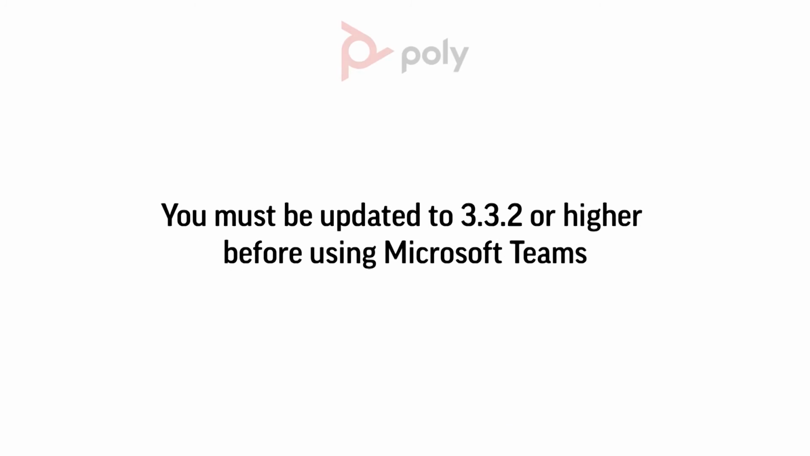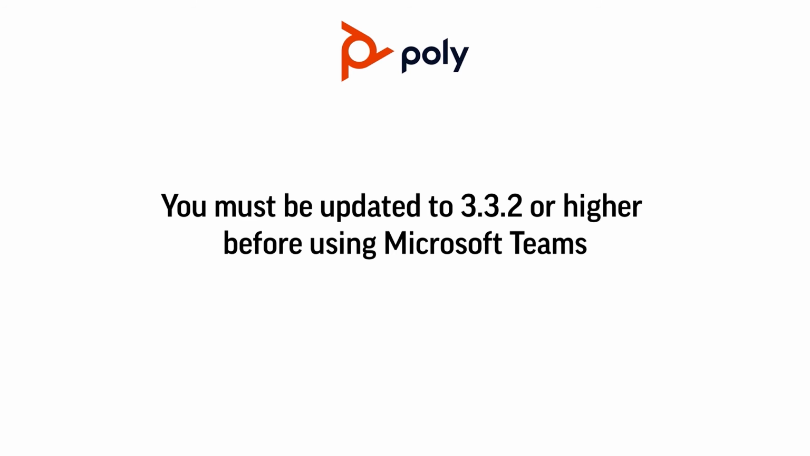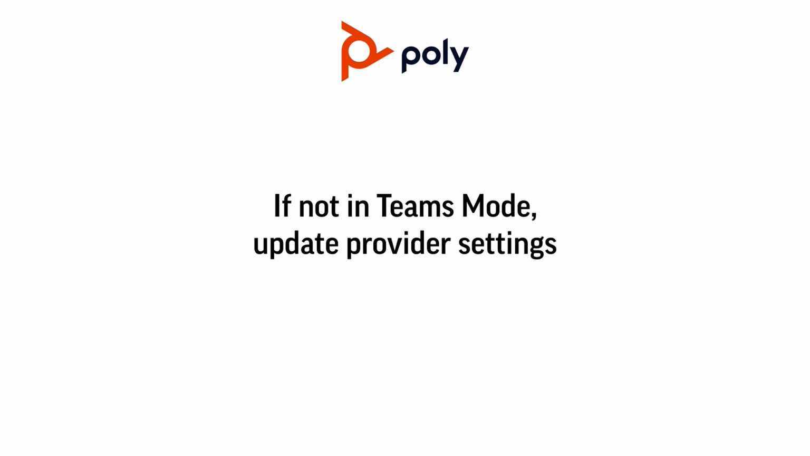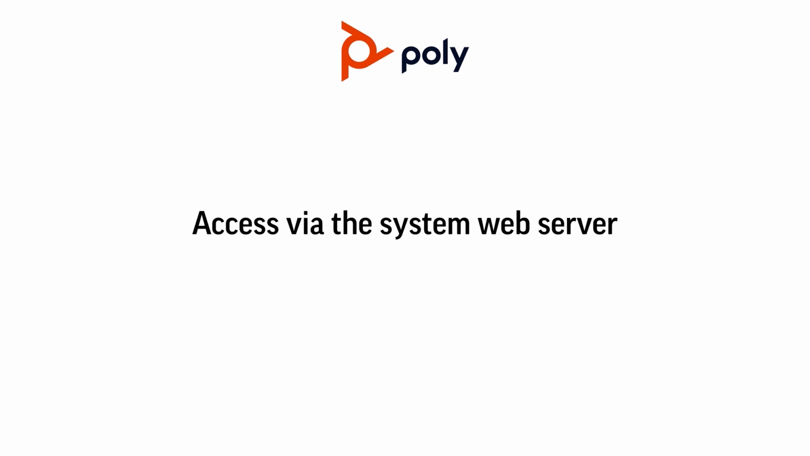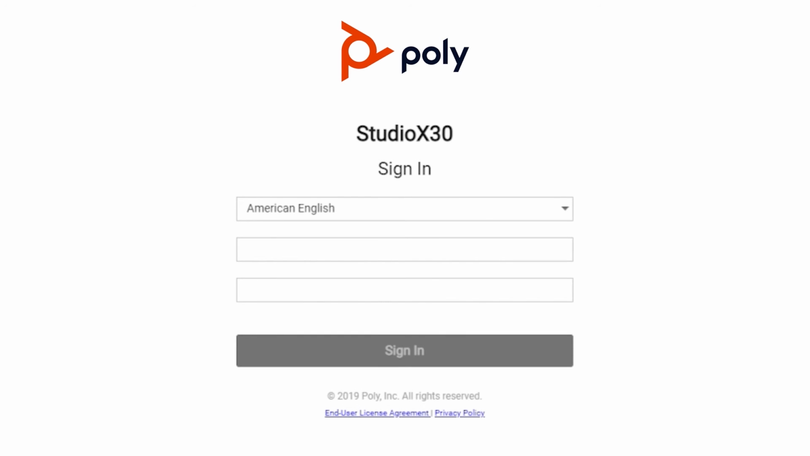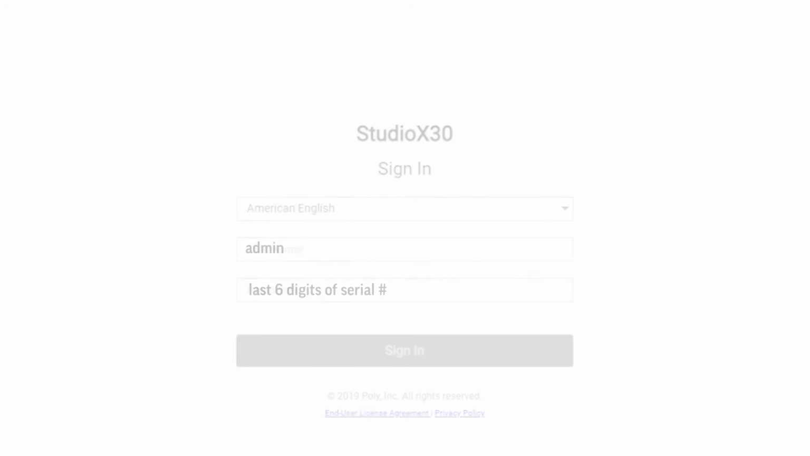If the firmware version is lower than 3.3.2, then you'll need to update the system first. If the system is not in Teams mode, you'll need to change the provider settings. You can do so through accessing each system's web server. Here we'll show you web browser access to make changes. Open a web browser and type in the system's IP address and sign in using the username and default password, which is admin, and the last 6 digits of the Studio X30 serial number.